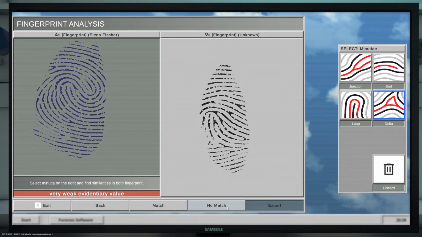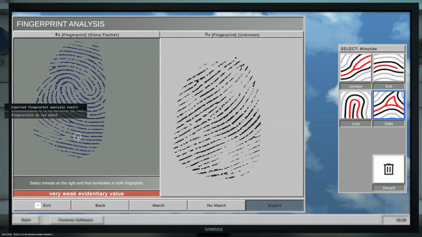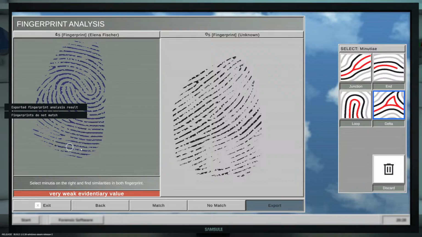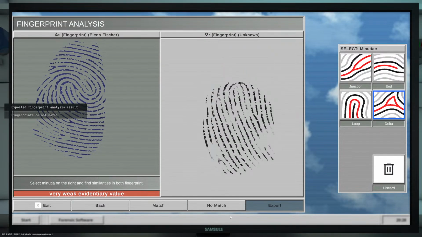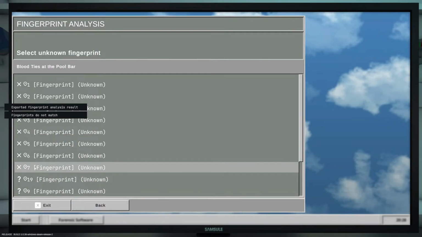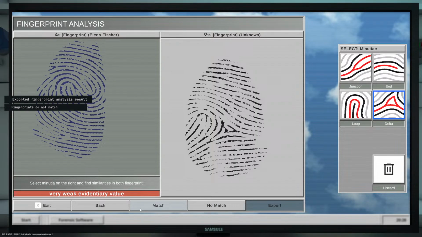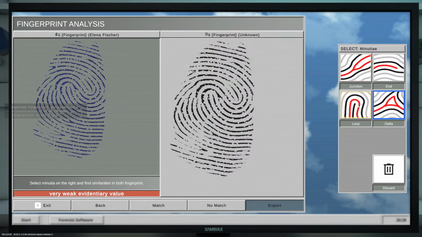No match. Wait. Is that a match? No. No match. No match. No match. Just a couple more. There we go. We got a match here. What? Did I get that wrong? Am I really getting that wrong? Huh.